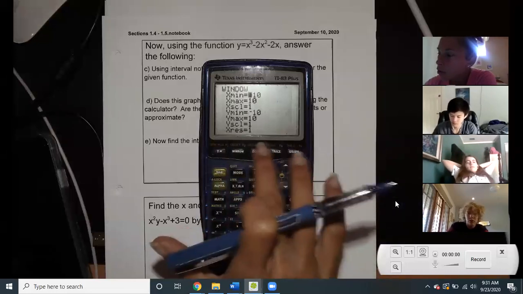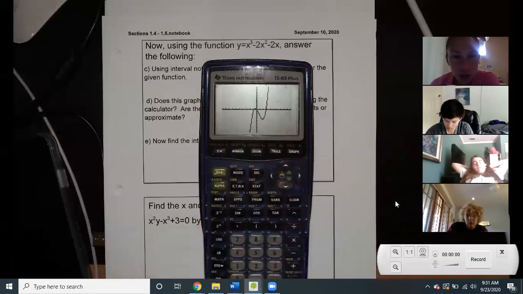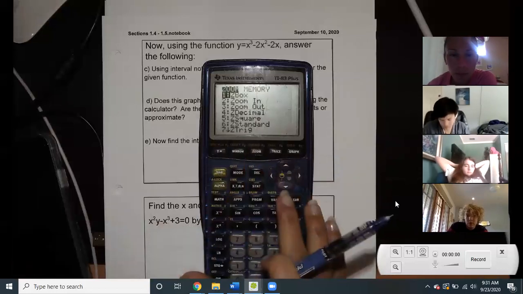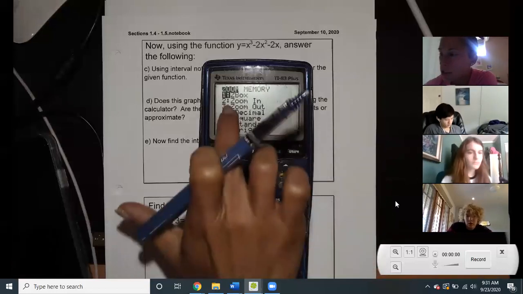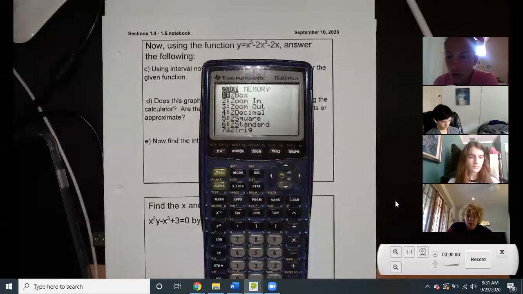I want to show you another neat feature of your calculator. I don't know if you've ever done this before, but if you go to Zoom, have you ever seen the Zoom box? Has anybody ever used Zoom box?